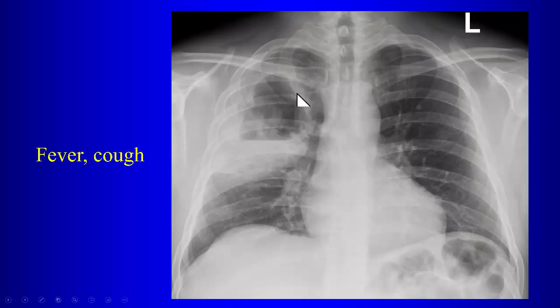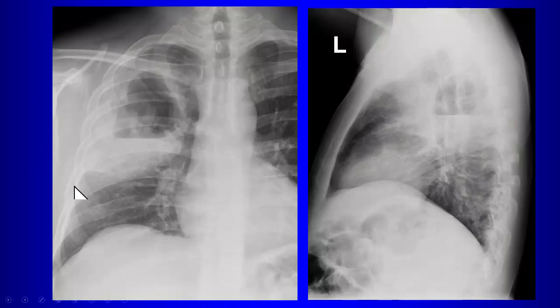So we have this large lucent area, and what is this? Air fluid level. So what do you think this represents then? Pulmonary abscess, right? So you have a necrotizing pneumonia with a large air fluid level, especially given this history of fever and cough. So you would think about an abscess. Here's a lateral view that again nicely demonstrates this air fluid level here, right?